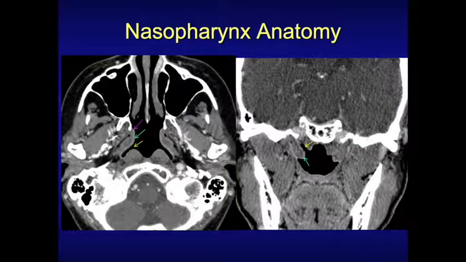Typical normal anatomy of the nasopharynx, we have our lateral pharyngeal recess, our fossa of Rosenmuller, seen here in yellow, the green demarcating the eustachian tube, torus tubarius, and then the opening to the eustachian tube in pink. And on the coronal image, we have that same view. We have this lateral retropharyngeal recess. Note how close it is to the skull base, and then also our torus tubarius in green.